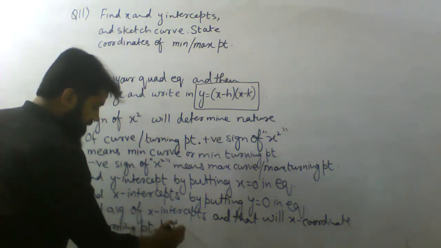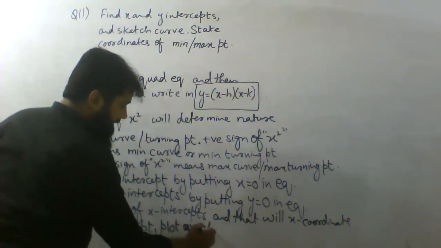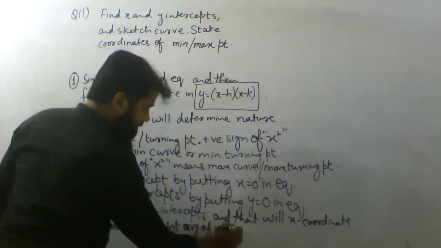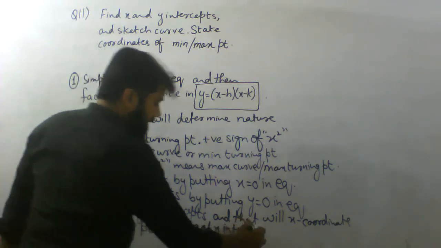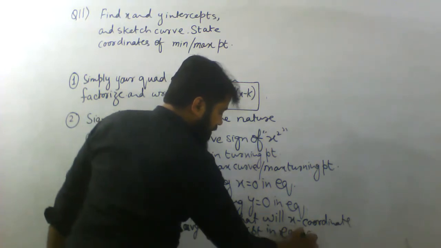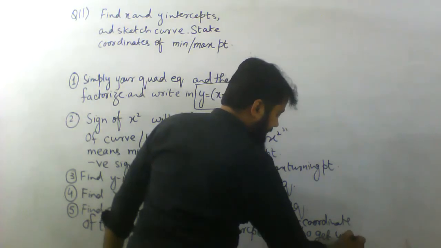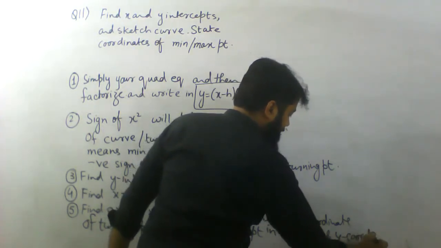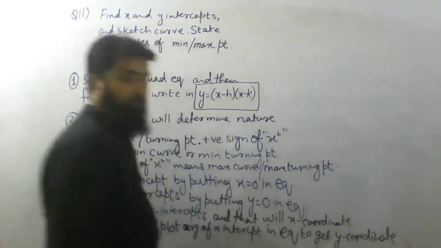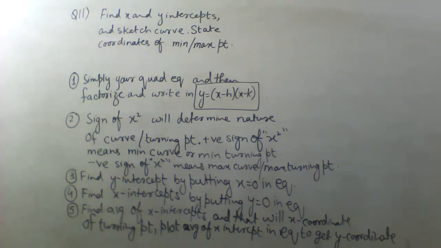Plug the average of the x-intercepts in the equation to get the y coordinate of the turning point. Okay, the y coordinate of the turning point. All these things are also written in the description of the video. You can check it over there also.